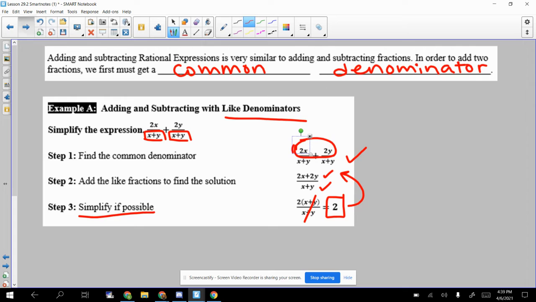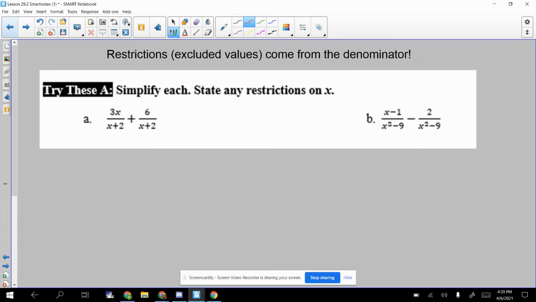All right. So let's go ahead and try a few examples here. So it says to simplify each and state any restrictions on x. Remember from what we were doing before spring break that restrictions are your excluded values, and those come from the denominator. So actually, we could just go ahead and start with that. So looking at your denominators here, we have an x plus 2 and an x plus 2. So those are already common denominators or like denominators, so we're good. But let's go ahead and right away set that equal to 0 so that we know what the restrictions are.